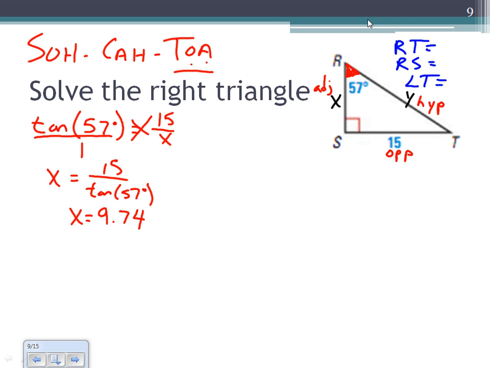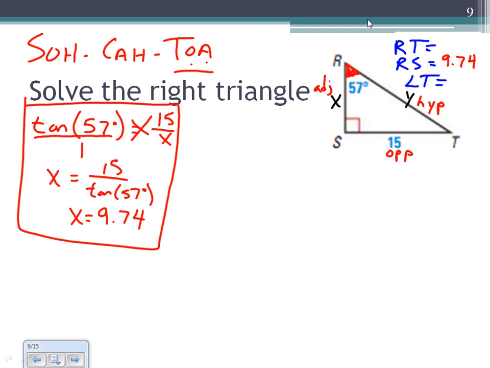X is which side? So this is 9.74. Now, to find RT, there are two ways we can actually do this. One is we can use our triangle and our trig, just like we did with the sine and the cosine. The other way is, how many sides do I have here now? 2. What was the first thing we learned in this chapter? Pythagorean theorem, and that works for what type of triangle? Right. Do I have a right triangle? Do I have 2 sides? Can I find the third one then? Yeah. So you can use either trig, or you can use the Pythagorean theorem.